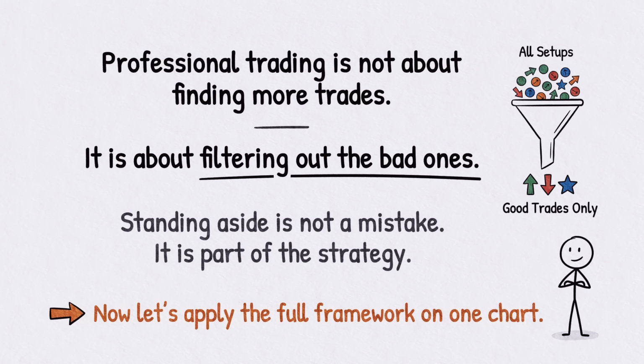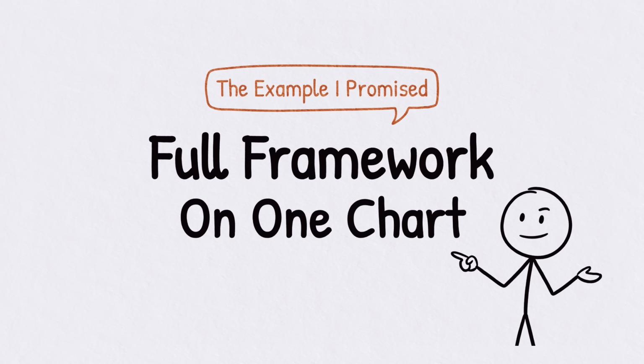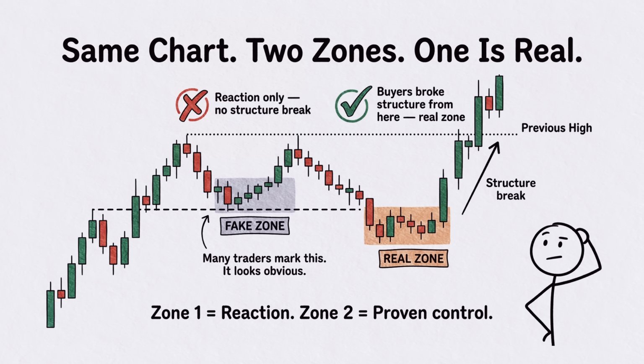Now let's close the loop and apply the full framework on one chart. Now this is the chart example I promised at the beginning. At first glance, there is an obvious support level here. Many traders would mark it immediately and wait to buy. But when we read the structure, that zone did not prove control. Price reacted there, but the move from that area did not break a meaningful swing high. It was only a reaction, not a proven zone.